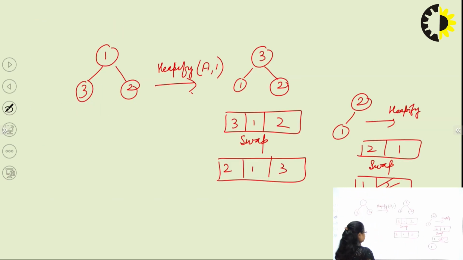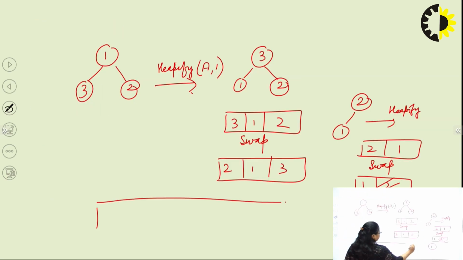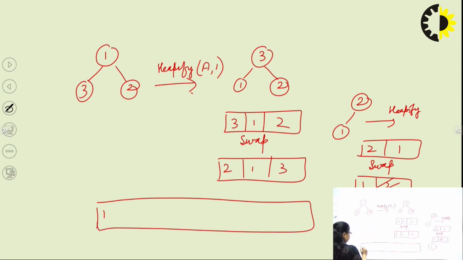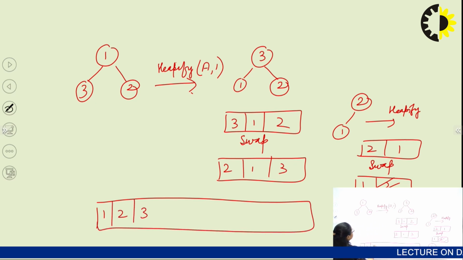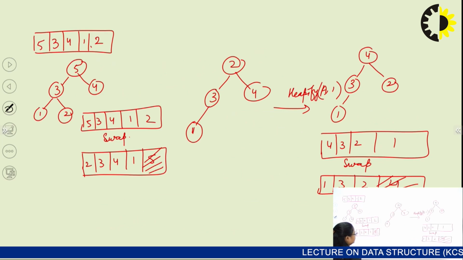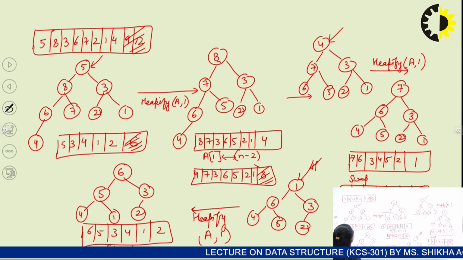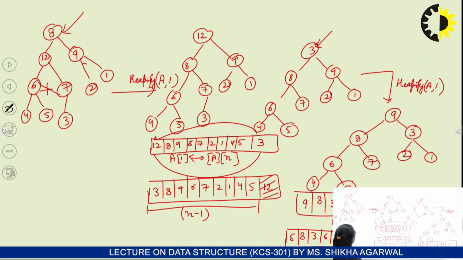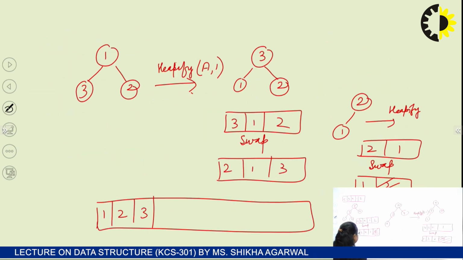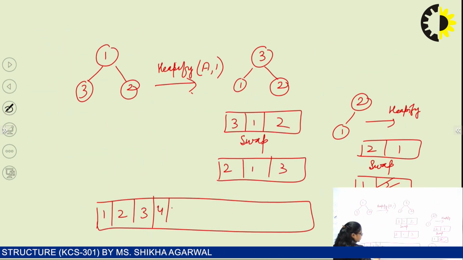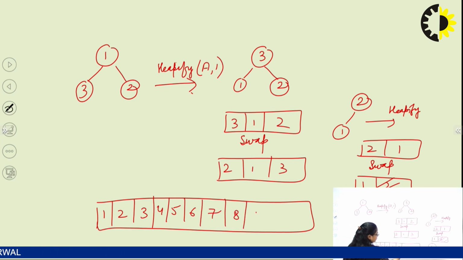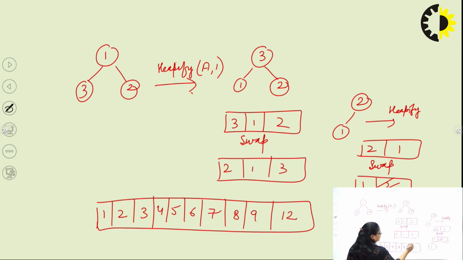Right? So this is the way we are getting a complete answer. That is 1, 2, 3, we are having 4, 5, 6, 7, 8, 9 and 12. Right? So 1, 2, 3, 4, 5, 6, 7, 8, 9 and finally we have 12. This is the way how we are getting a sorted array.